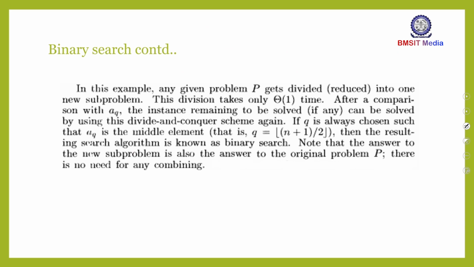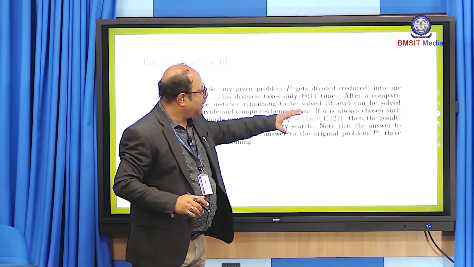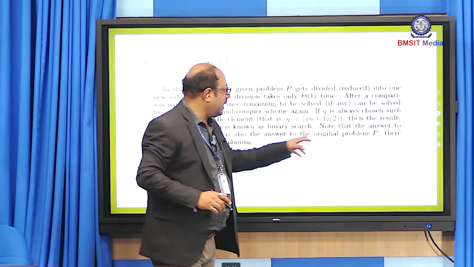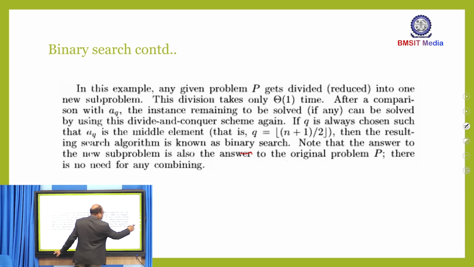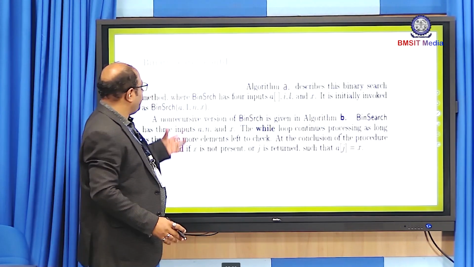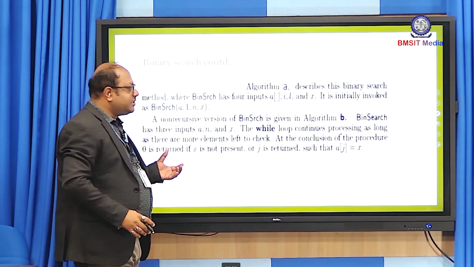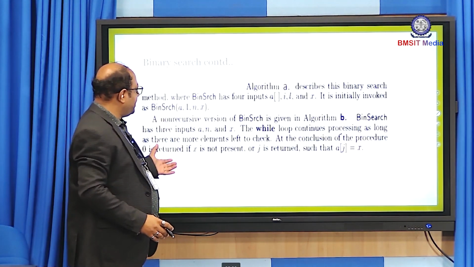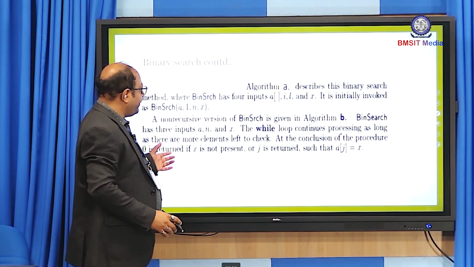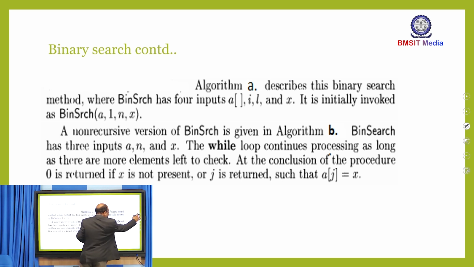That's what I just told, right? You divide at the mid value and you get two different sub problems. Whenever we write an algorithm for binary search, there are two methods: one is the recursive method and the other is the iterative method. We are going to see both methods now.